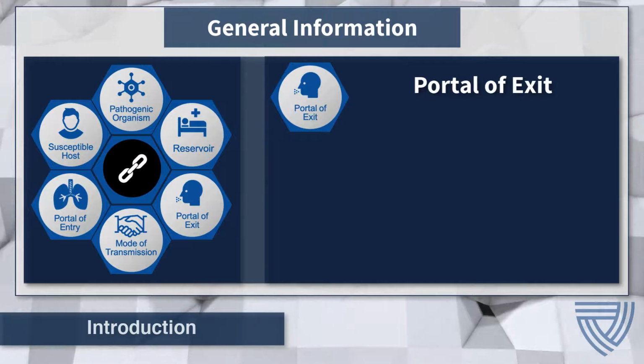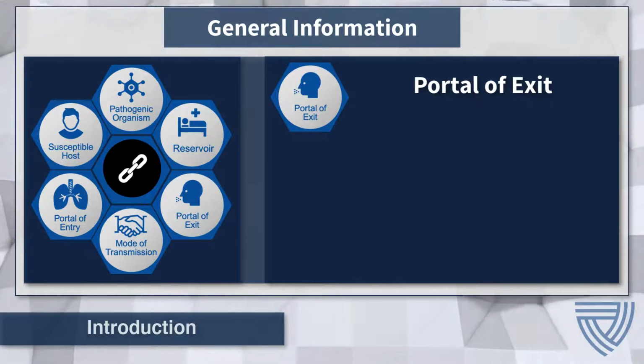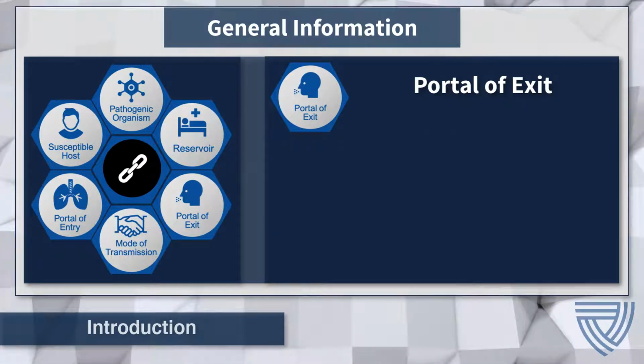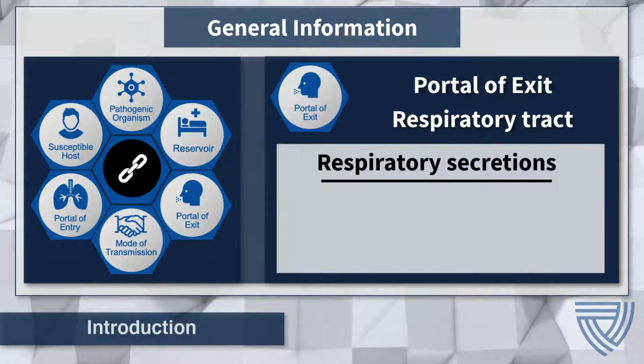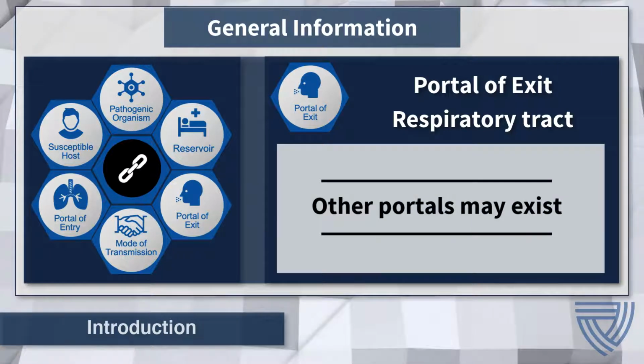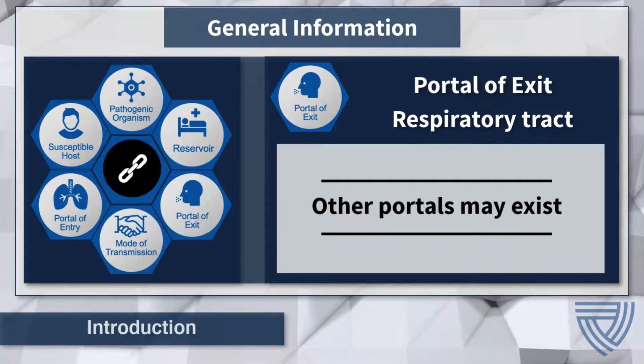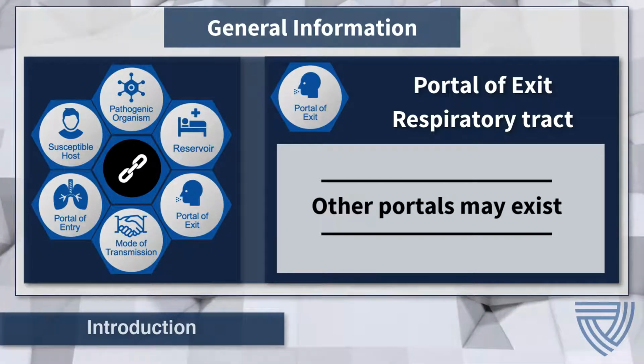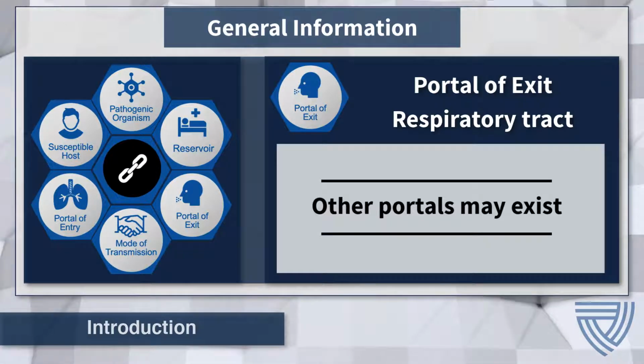The portal of exit in the chain of infection is the path by which a pathogen leaves its host to infect others. For COVID-19, the portal of exit includes the respiratory tract via respiratory secretions when a patient coughs, sneezes, or talks. There may be other portals of exit, such as the gastrointestinal tract via stool, but for now we will focus on the respiratory system. Having a patient wear a mask to block respiratory secretions is one way to break the chain of infection at the portal of exit.